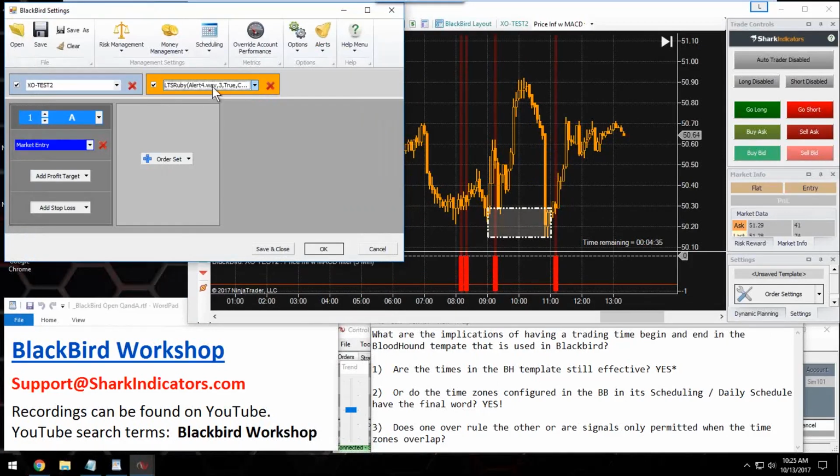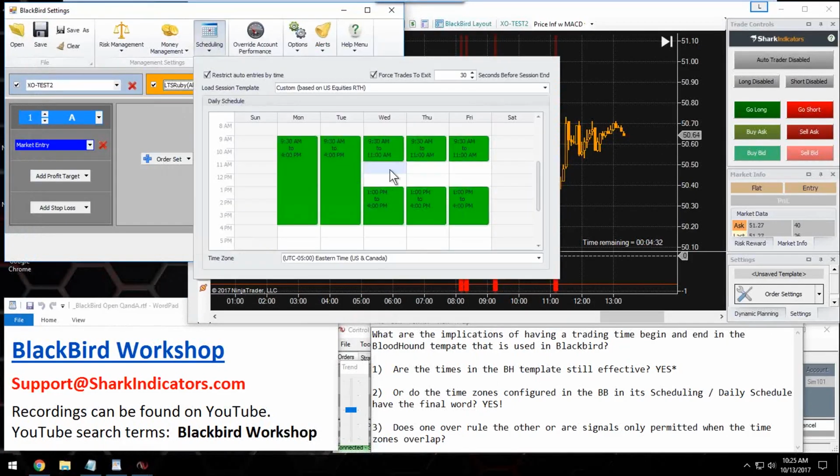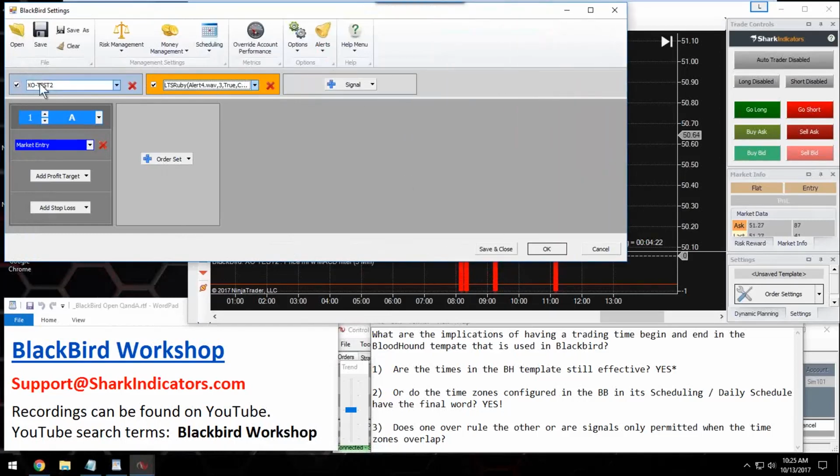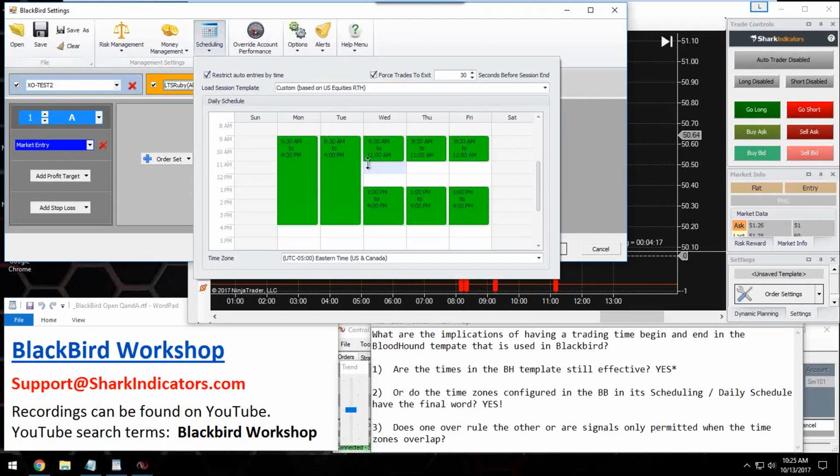So it doesn't have to be Bloodhound, right? The scheduler ignores any trade signals, anything plugged into the trade signal area. This whole area up on top, these are all trade signals, and the scheduler ignores any and all trade signals from any source during these blocked out 2-hour blocks of time. So there you go.